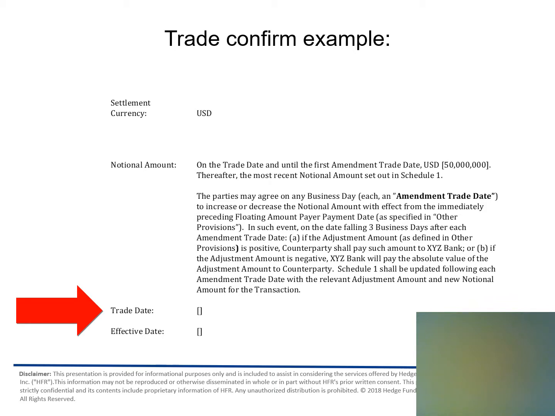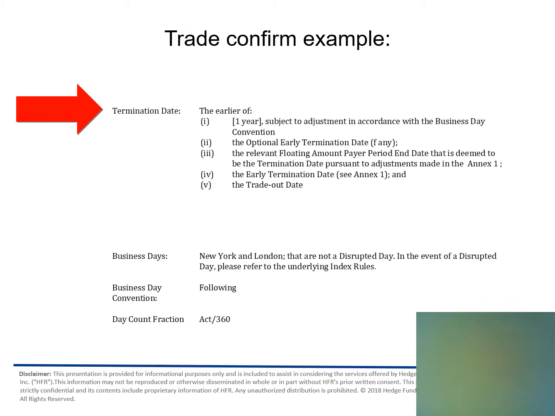We have to know the trade date and the date on which the trade goes into effect. Here are terms for ending the trade. It can be at the maturity of the swap or early termination by either you or the bank. Here are some technical details. Business days are those days where the bank is open for business so you can trade in or out and when the swap is priced.